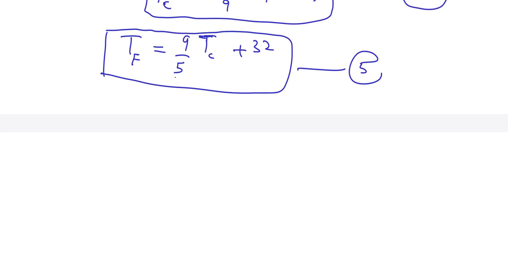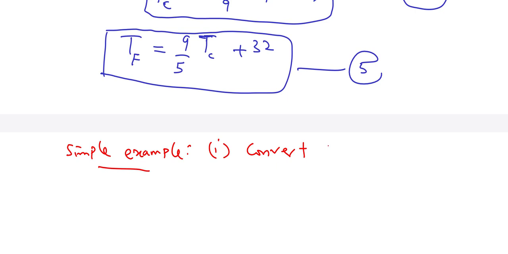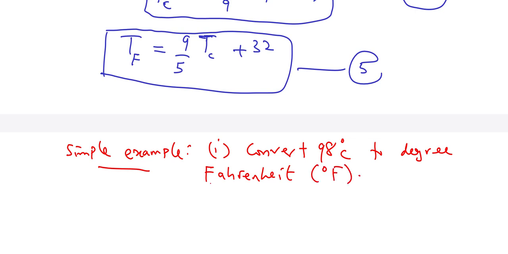Okay, let me give a simple example. The example is: convert 98 degrees Celsius to degree Fahrenheit. Let me make this simple example 1, question 1.